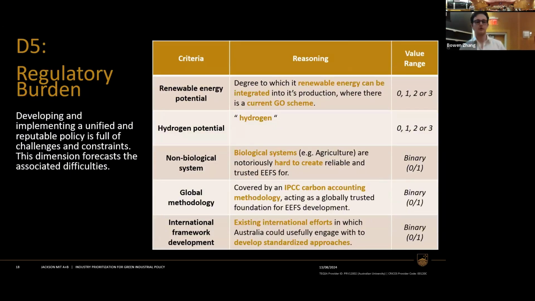And finally, regulatory burden. So how difficult is it to create this policy? You'll notice these two, hydrogen potential and renewable energy potential, cover the fact that this certification scheme has already been created for those industries. So if those industries, renewable energy and hydrogen, are within the supply chain of the industry we're prioritising, that reduces a lot of workload.